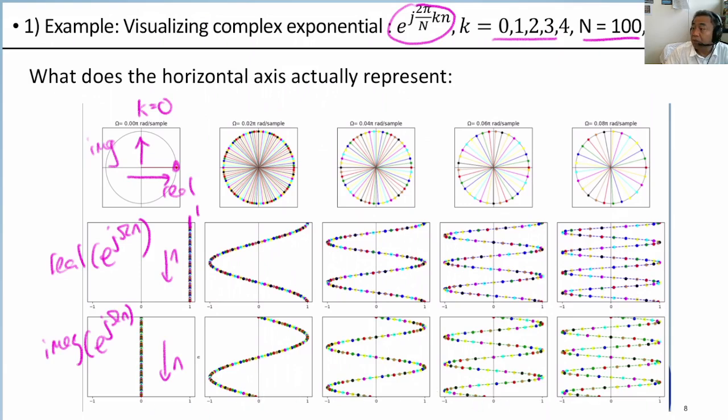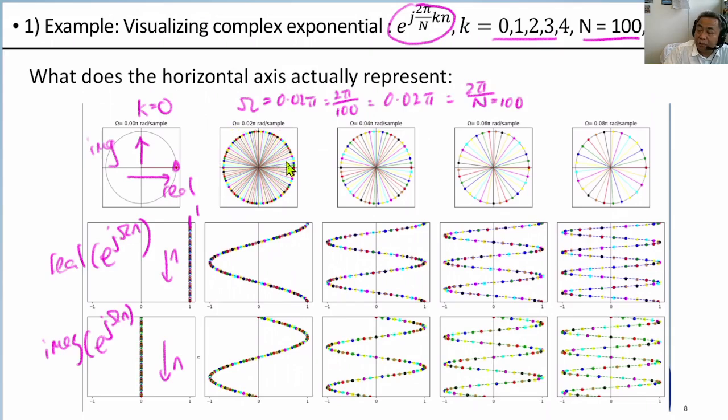Now, we then choose a different omega. So this is omega equals 0.02 pi. So you can think of it as 2 pi divided by 100. So this is 0.02 pi. So this is 2 pi over N, because 2 pi divided by N, and N is 100. So how does this look?